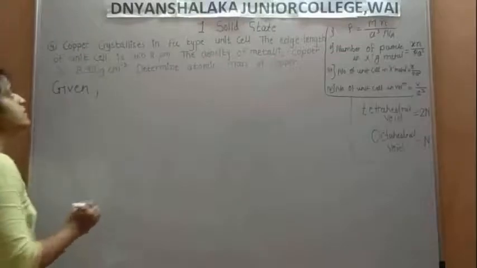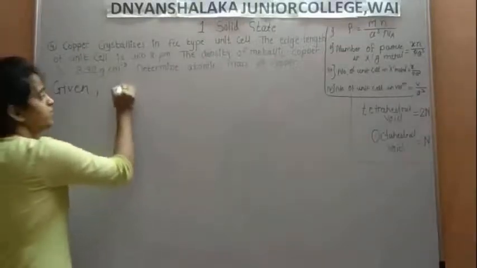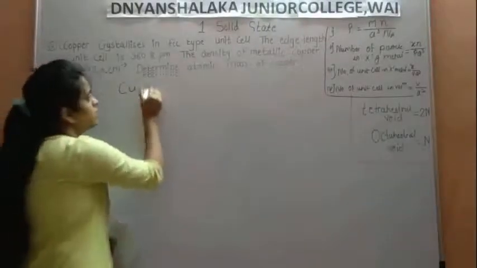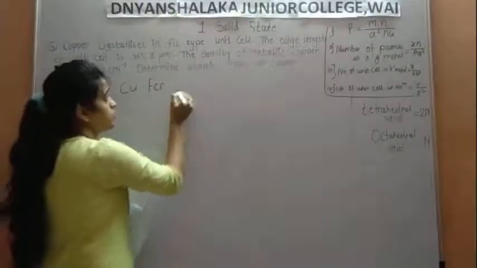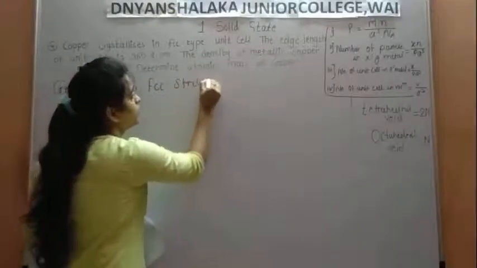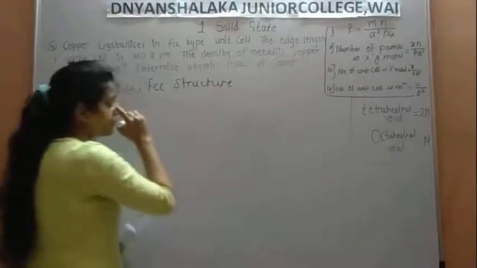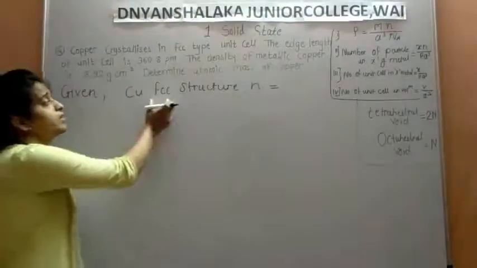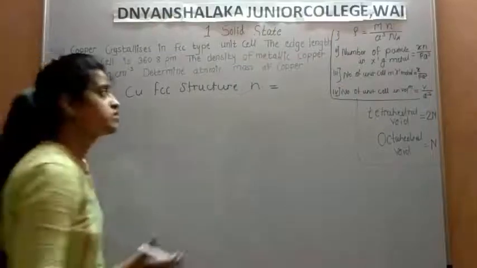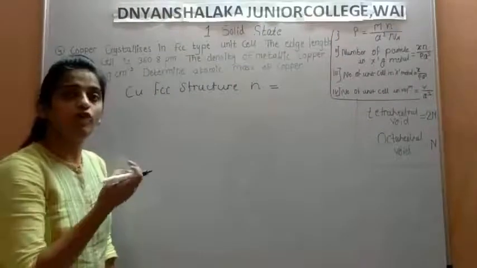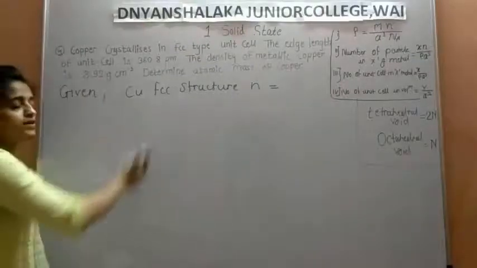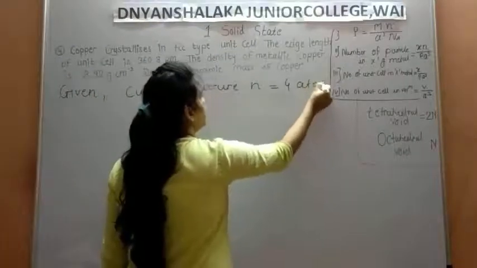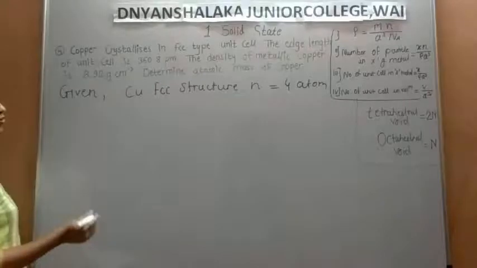Means we are given a copper crystal in FCC. Copper symbol is Cu. So it crystallizes as FCC type, means face centered cubic structure. So the total number of atoms for FCC, N, in a face centered cubic structure, means the number of atoms contributed in copper face centered cubic structure, or rank of unit cell, is 4 atoms. Next we are given the value of edge length.